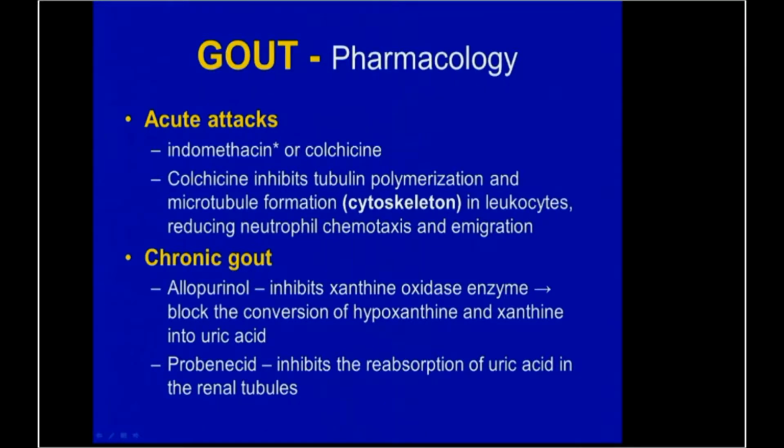That's why the use of colchicine in this situation will prevent, look at this, will reduce neutrophil chemotaxis and immigration. So as long as we keep the leukocytes away from the site of these crystals and prevent them from engulfing the crystals, the acute episode is not going to happen. So that's the mechanism of action of colchicine. We need to know this. And for sure, I'm sure everyone here knows that colchicine can cause diarrhea. That's a terrible side effect.